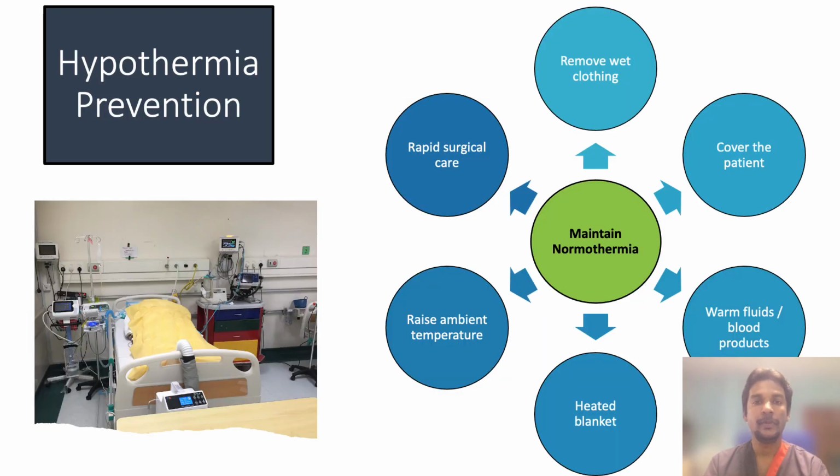These are some of the ways to prevent hypothermia. Always remove the wet clothing early. Cover the patient as soon as possible. When you administer fluid or blood products, always make sure it is warm before administered. Put the patient on heated blanket using warming device. Raise the ambient temperature if that's possible, and push the patient for rapid surgical care as soon as possible.